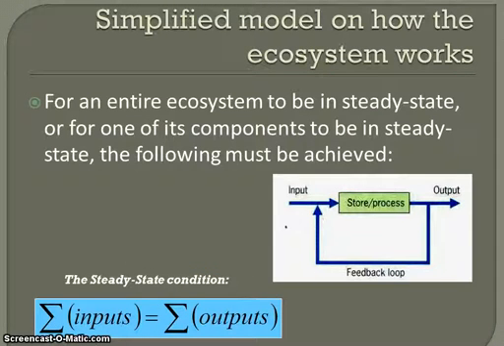Here's a very simplified model of how the ecosystem works. So you have your inputs, your outputs, and your feedback loop. In order to be in steady state, your inputs are going to have to equal your outputs. If you change that, then that's going to become positive feedback, might become exponential growth. So ideally we want our ecosystem and all the systems that make up the ecosystems to be in steady state.